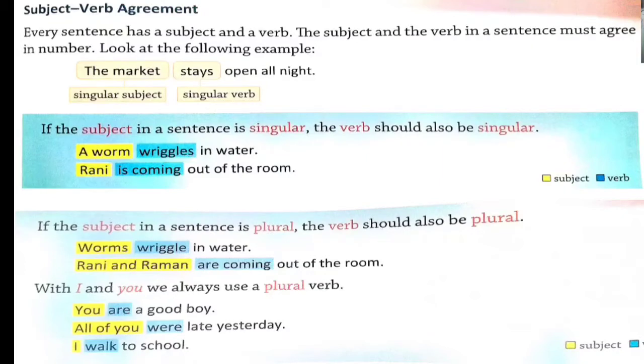A worm wriggles in water. Rani is coming out of the room. You can see worm is singular, that's why in the verb wriggles, S is added to it. Rani is coming out of the room. So here, is is used when the subject is singular.